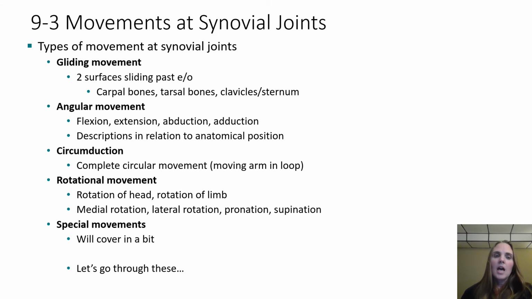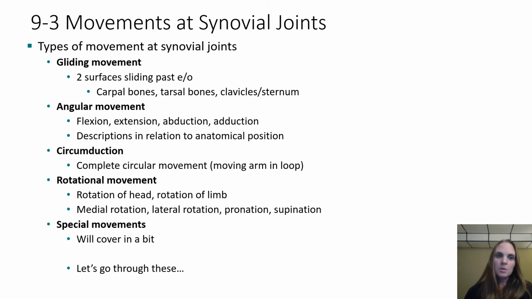Angular movement, that's flexion and extension, abduction and adduction. And when we're talking about these movements, we're describing the movements in relation to anatomical position. Remember, anatomical position is a person standing facing forward, arms at their sides, palms facing forward, right? So we're describing motion in relation to someone who is standing in anatomical position moving.